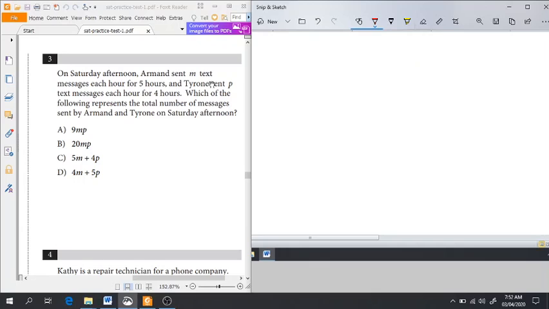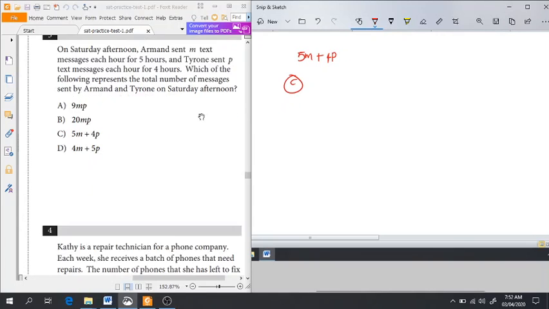Aman sent M text messages per hour for 5 hours. The total messages sent by Aman can be written as 5M, and the messages sent by Terran are going to be 4P. So the option that corresponds to this is C, as they are asking us for the total, so we have to sum both.